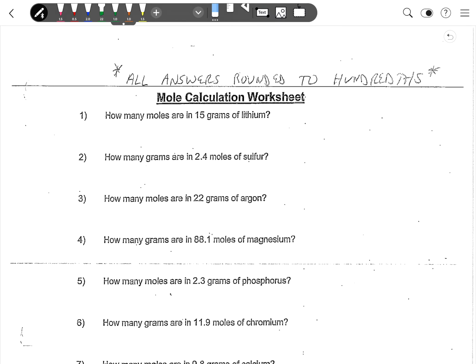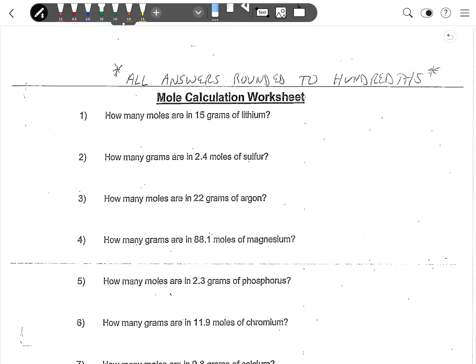Okay, so this is the mole calculation worksheet that you all got today. What I want to do is go through some of these problems and show you how to solve them. One thing you do need to have is always a periodic table, and you will need your mole conversion chart also. That was the orange one.